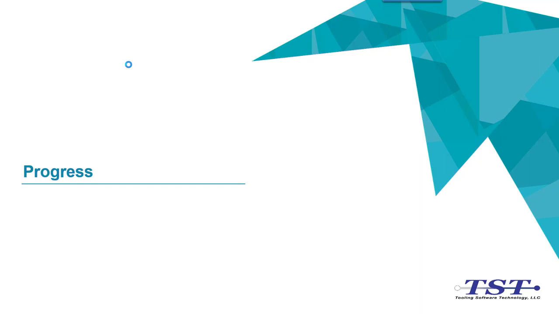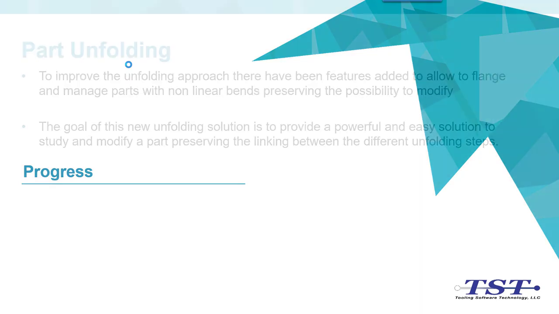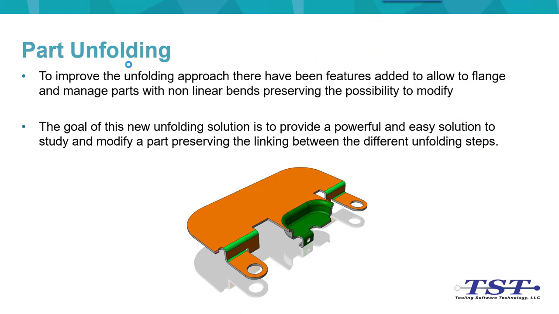So now we'll go into the new features within Progress. We're going to begin with the part unfolding. To improve the unfolding approach, there have been some features added to allow the flange to manage parts with nonlinear bends, preserving the possibility to modify those nonlinear bends afterwards.